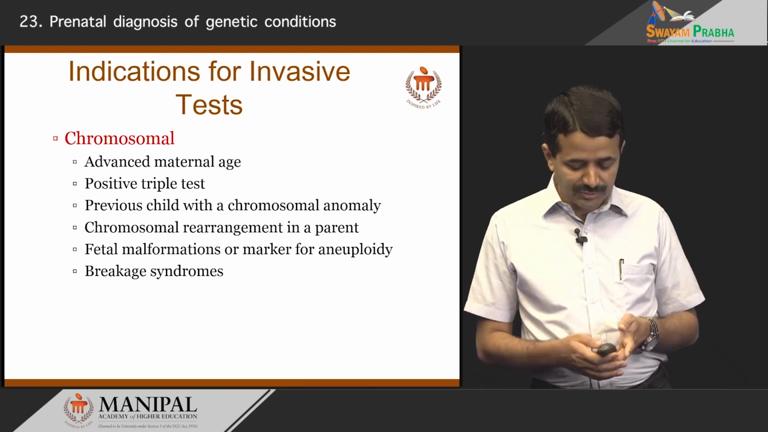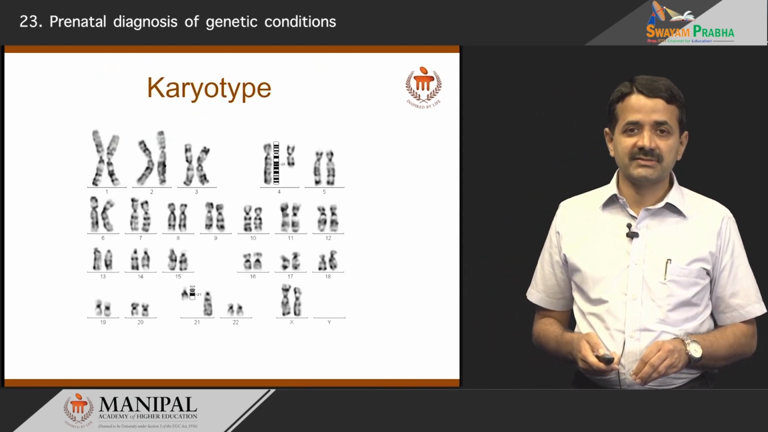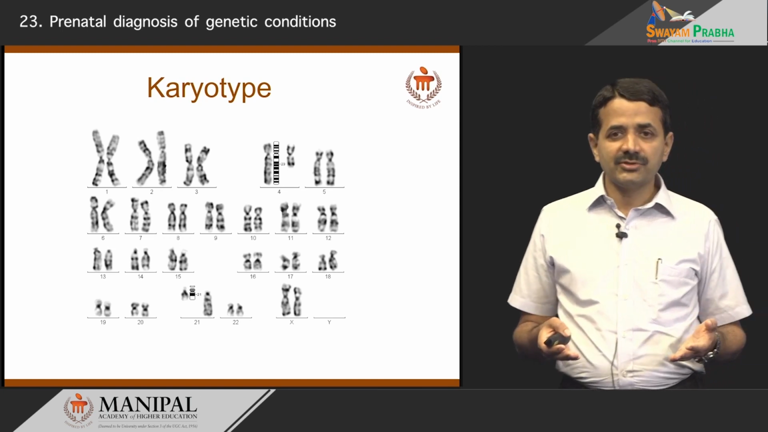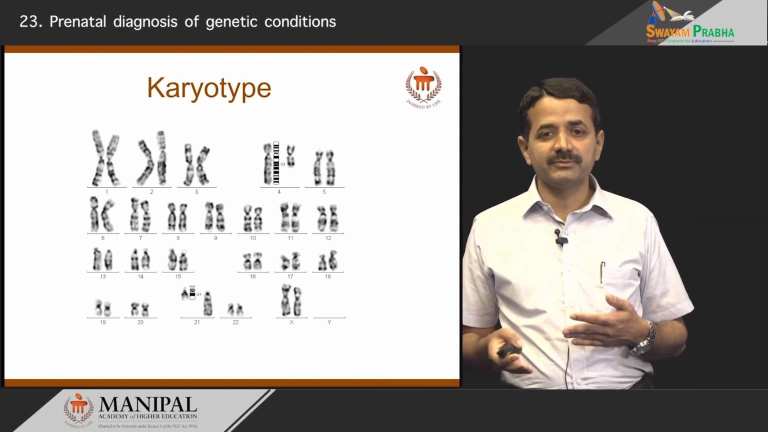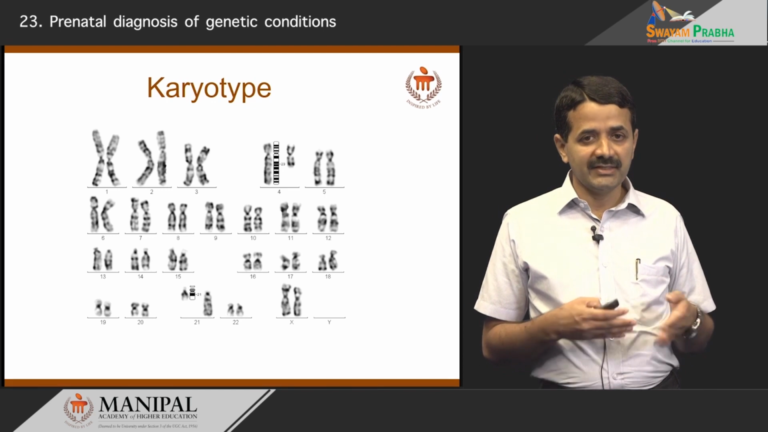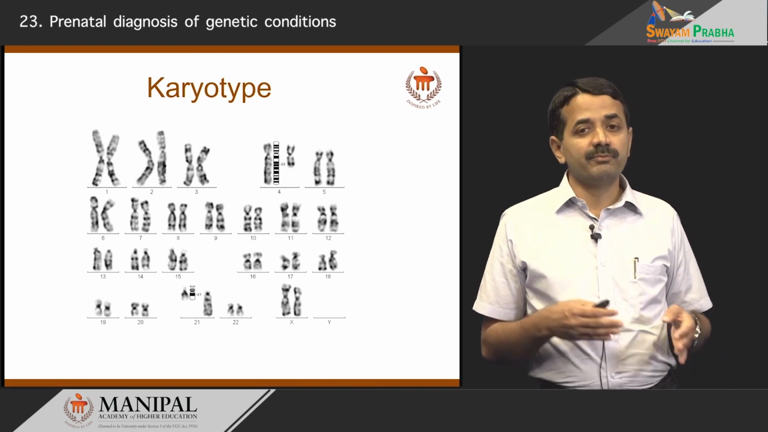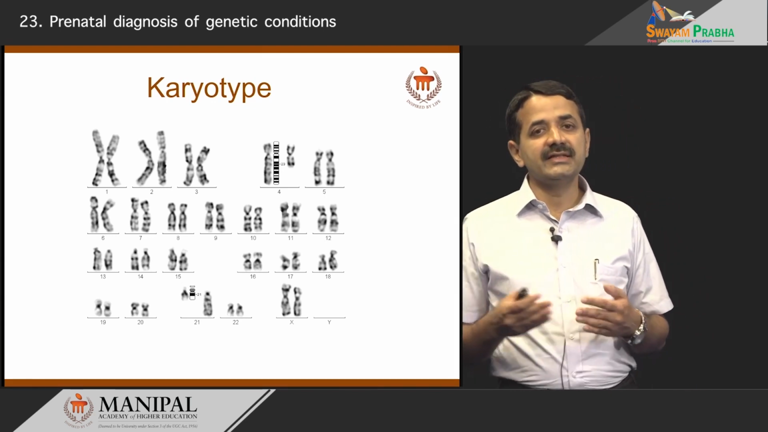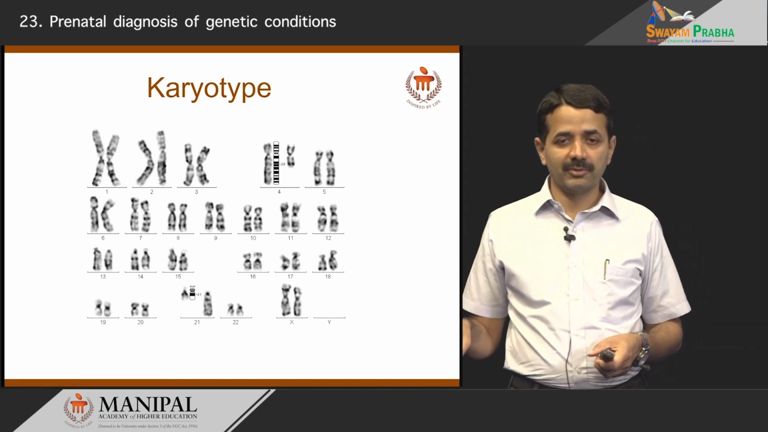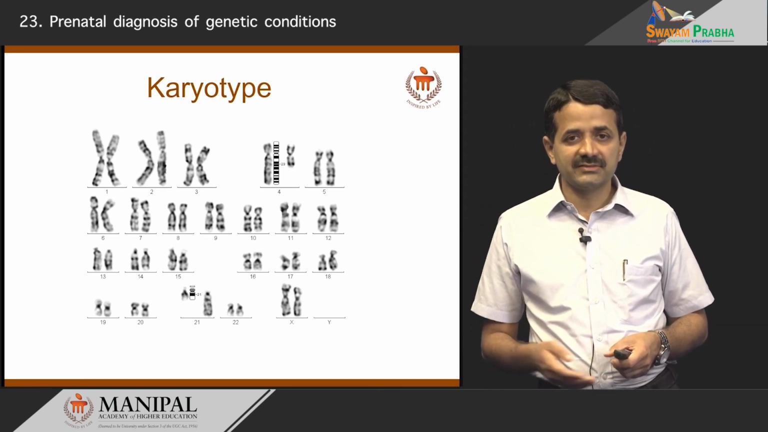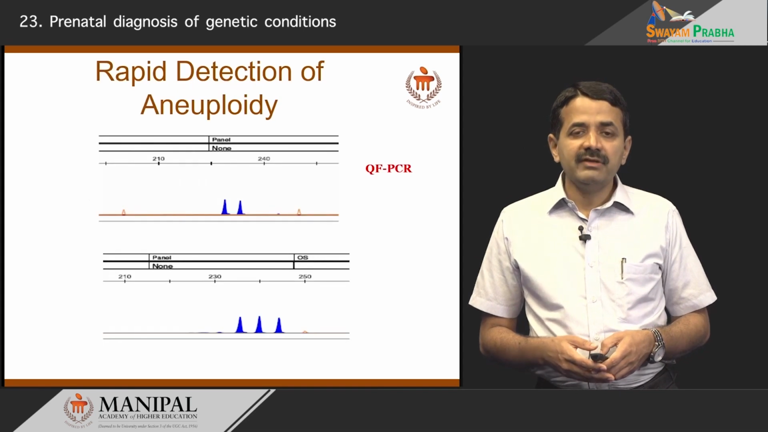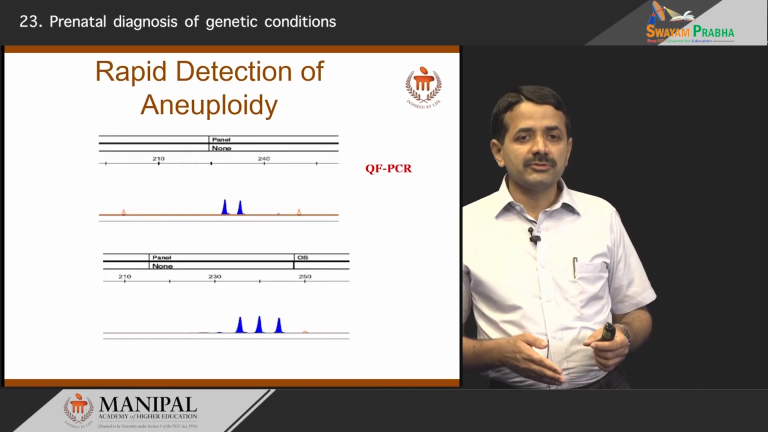You can study the chromosomes by taking fetal samples. This is a karyotype showing abnormal chromosome 4 and abnormal chromosome 21 in a mother, which increases the risk of the baby having a chromosomal problem. So, this is one of the indications for prenatal testing. We can now detect chromosomal aneuploidy.